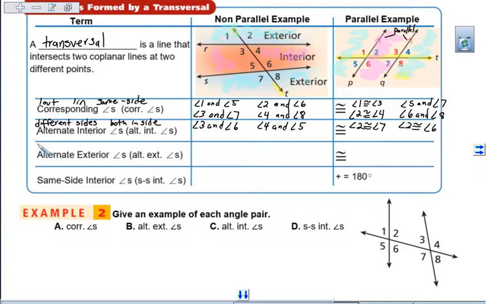Then we have alternate exterior angles. Alternate exterior angles, again, they're on different sides of the transversal. That's what that alternate means. And this time, instead of both being inside, when we had the interior, we had exterior, so they're both on the outside. So different sides of your transversal, and they're both outside. In our non-parallel example, this would be angle 2 and angle 7. The other set would be angle 1 and angle 8.